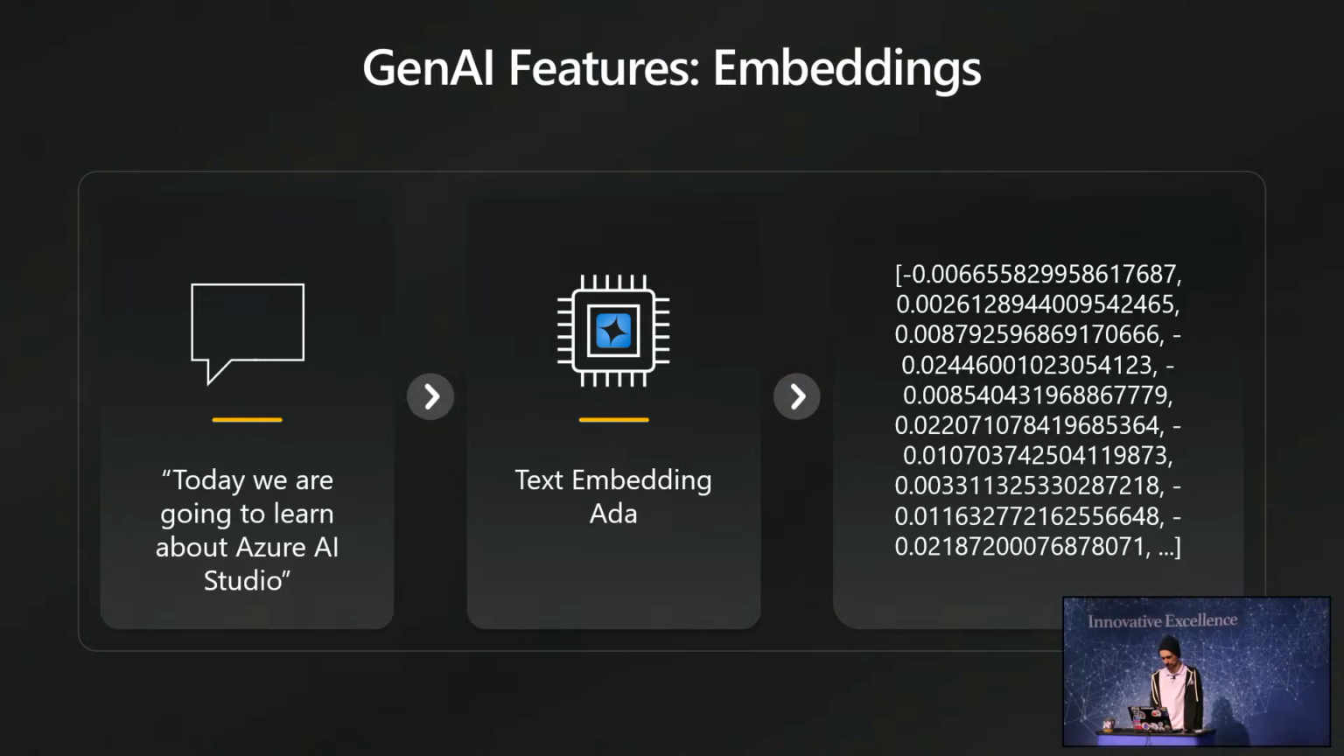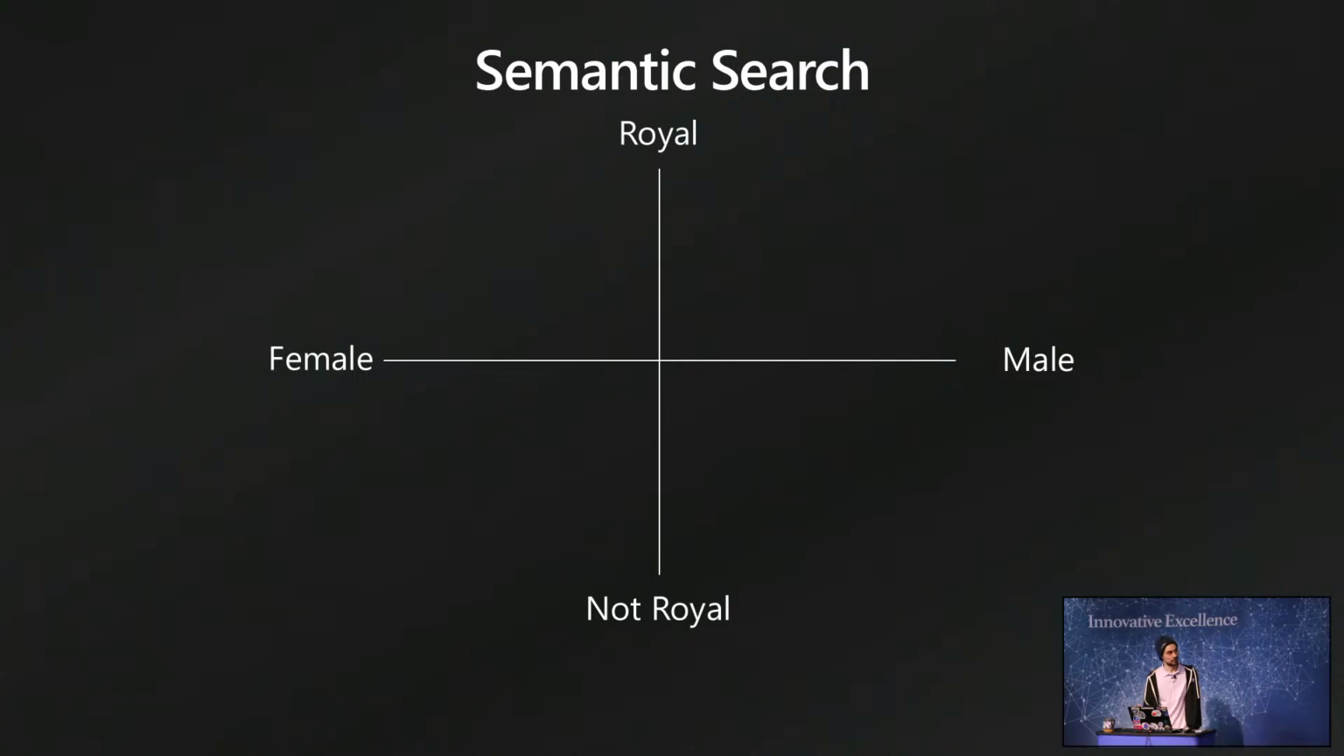For example, here we've got "today we're going to learn about Azure AI Studio." We send that into Ada, and it produces this wonderful vector on the far right. Now, this is obviously a subset of the actual numbers that are here, but Ada will produce a 1536-dimensional vector or embedding that represents that text. Those 1536 dimensions are referred to as the embedding space. What is that great for? Semantic searching is what it's really great for.